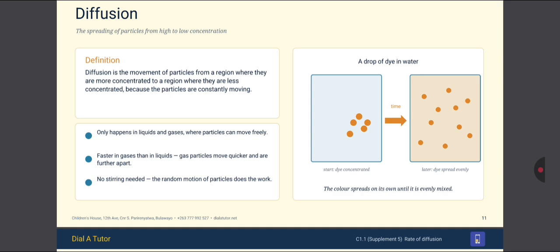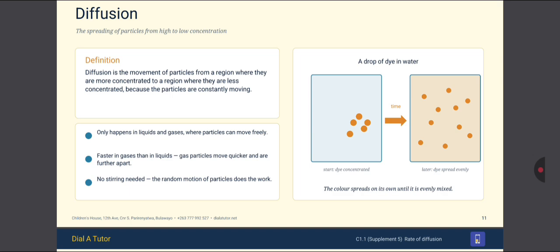And then also at the bottom left dialog, no stirring needed. The random motion of particles does the work. So in diffusion, in fact, in gases, there is no stirring needed. Yes, it can be accelerated, of course, in liquids, but absolutely no stirring is needed even.